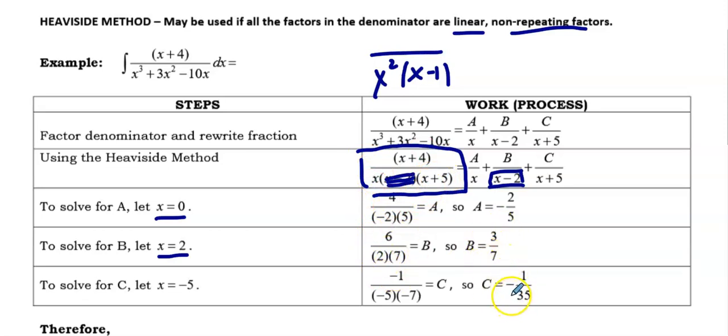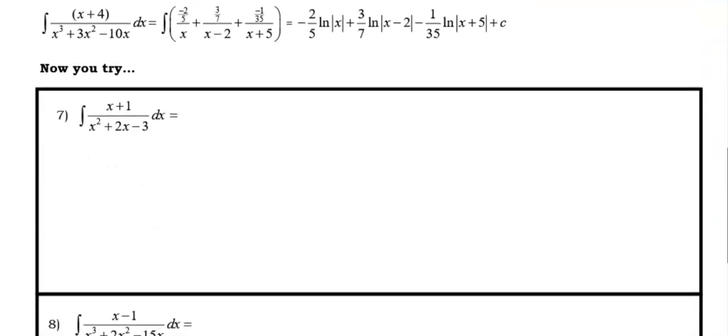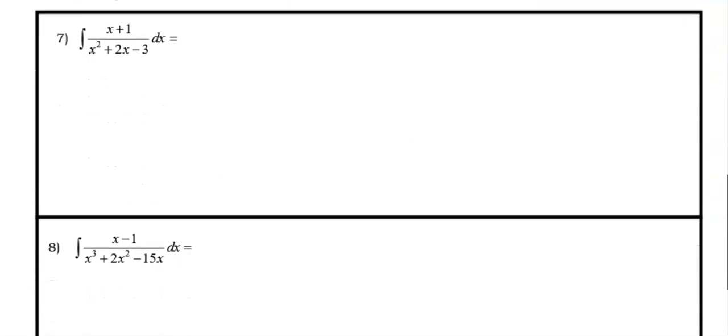We do the exact same thing with C. We set x equal to negative 5. We evaluate that here. Again, we would be eliminating x plus 5. And then we evaluate, and that gives our values. So this is a really awesome way of doing the problem when we have linear non-repeating factors. So let's actually do a problem. Let's try a couple problems here.